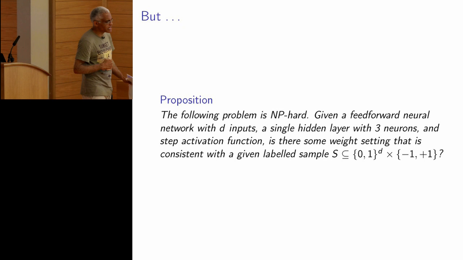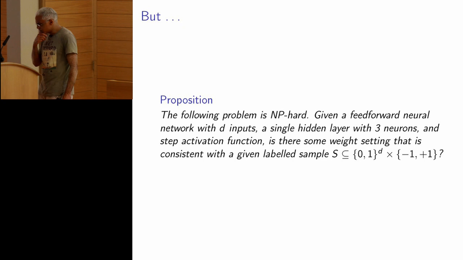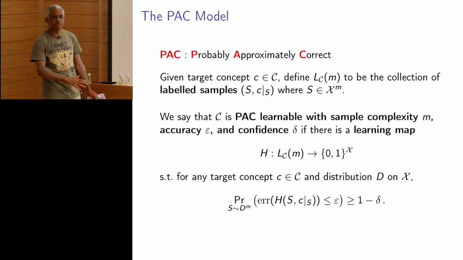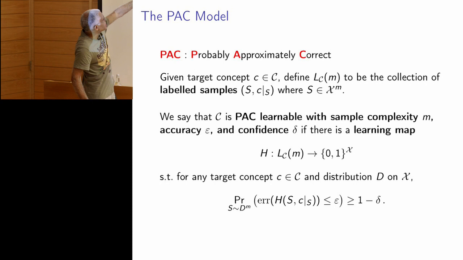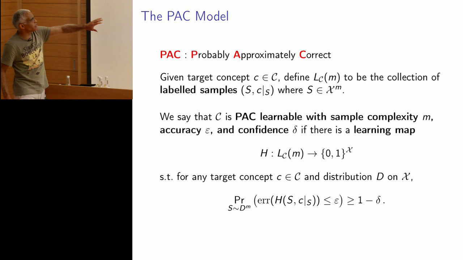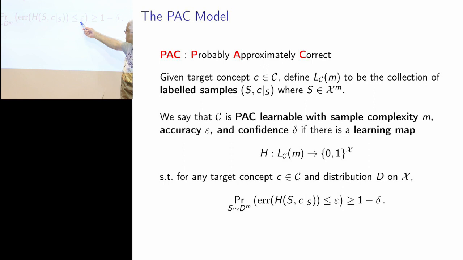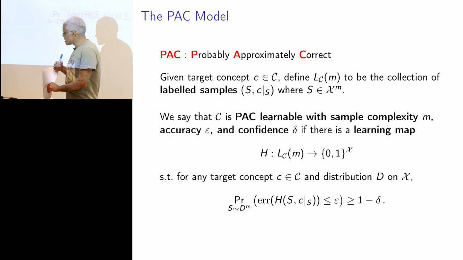But let me go back to the definition of PAC learning I gave, and ask a rhetorical question. The definition said nothing whatsoever about computational complexity. I say that the concept class C is PAC learnable with sample complexity M, accuracy epsilon, and confidence delta if there is a learning map such that, if I draw a sample of size M, the learning map, when fed the sample, returns a hypothesis of error less than epsilon, the good case, with probability greater than 1 minus delta. So I said nothing about the complexity of executing that map.